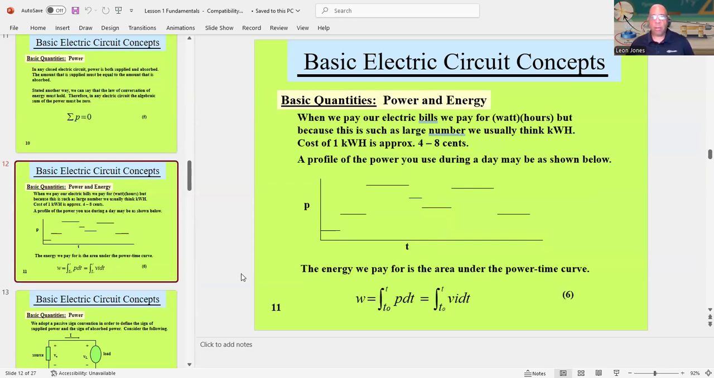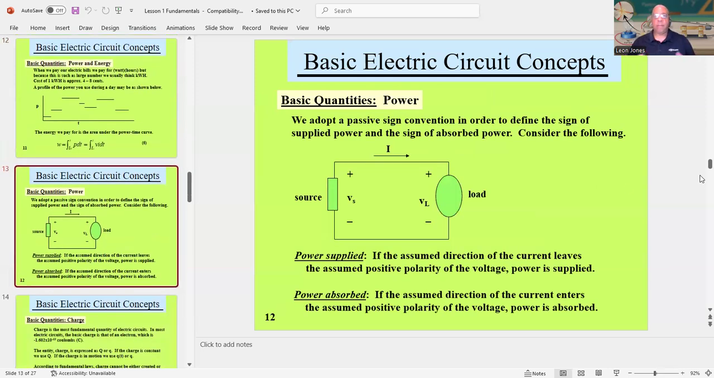Now, a profile of the power you use during a day may be shown below. Again, the energy we pay for is the area under the power time curve. And this is the power time curve. Anytime you have an area under something, we go to calculus. Like we go to W equals the integral from t0 to t2 of p dt, which equals the integral from t0 to t2 of v i dt. We're taking the integral of power. So you have limits of integration. That's how you get that formula.